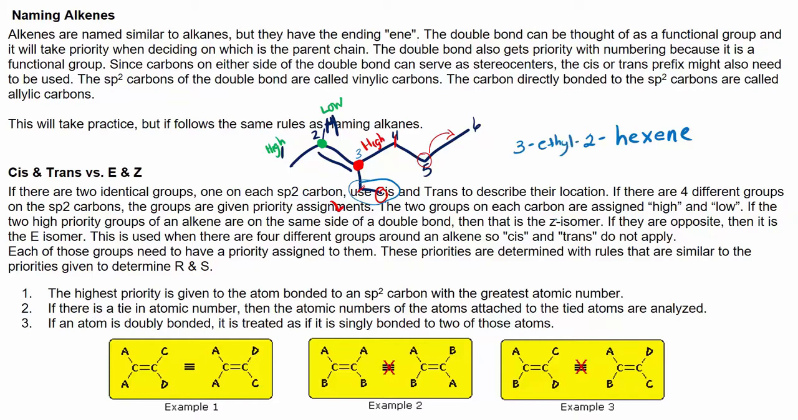Now, I need to say which order this is. Because my highs are on opposite sides, my lows are on opposite sides, and the double bond starts at carbon 2, this is going to be a (2E)-3-ethyl-2-hexene.